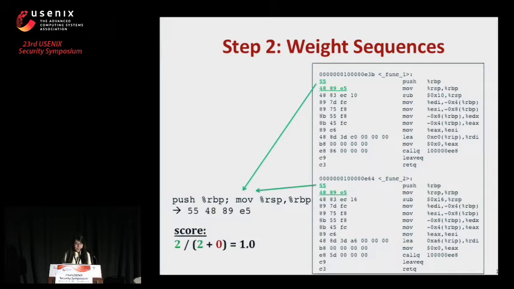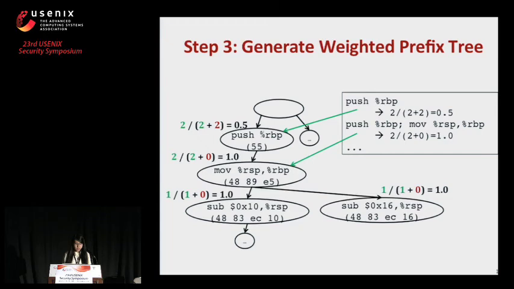After weighting sequences, we can obtain a list of those extracted sequences along with their weight. To store it, we generate a weighted prefix tree. In this tree, each node represents an instruction showing in the sequence. And then we weight those nodes according to our extracted sequence weight. For example, we have push RBP with score 0.5, so we assign the node push RBP weight 0.5. And for the next node of push RBP, move RSP to RBP, we assign a weight of 1.0.